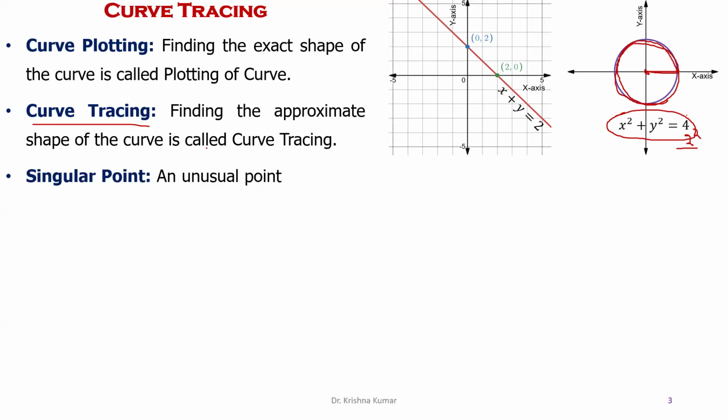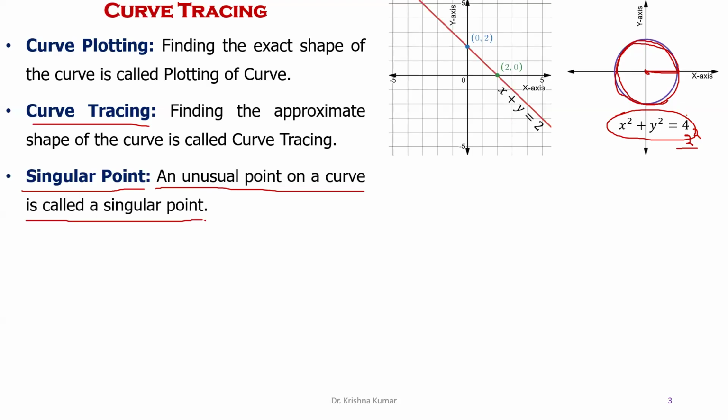Then the next basic point based on the curve tracing is called singular point. What is the meaning of singular point? An unusual point on a curve is called a singular point. Unusual means that is not usual point as usual point. Let me take one example over here. We have given a curve. Let us try to draw tangent at (1, 0).